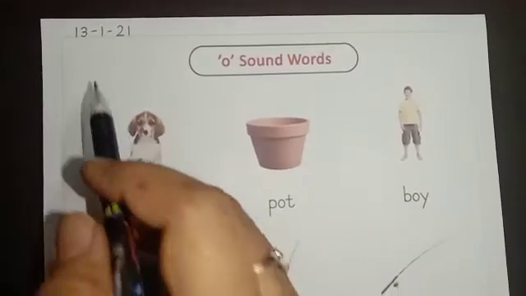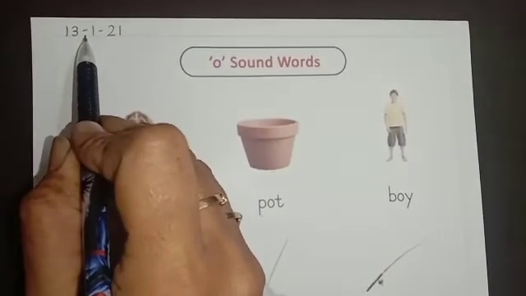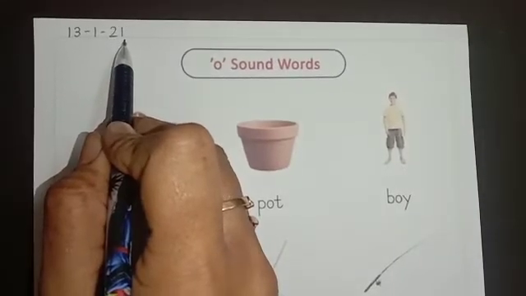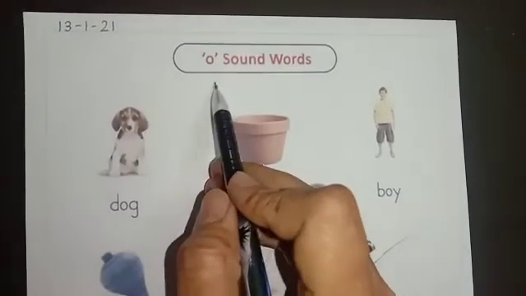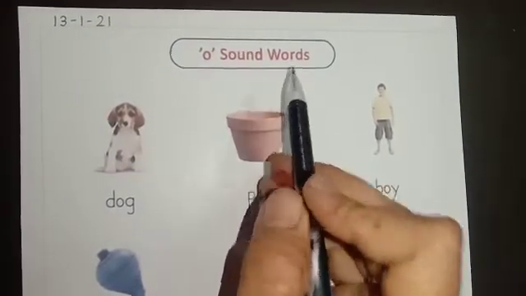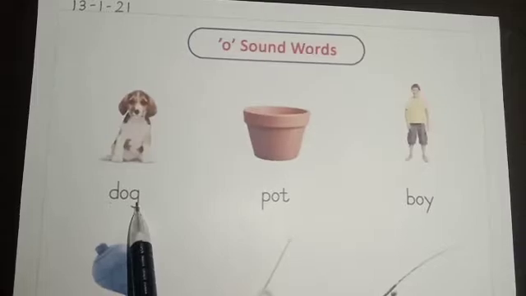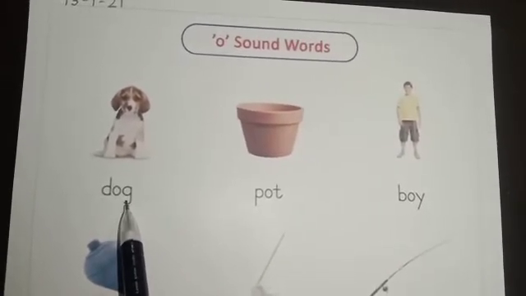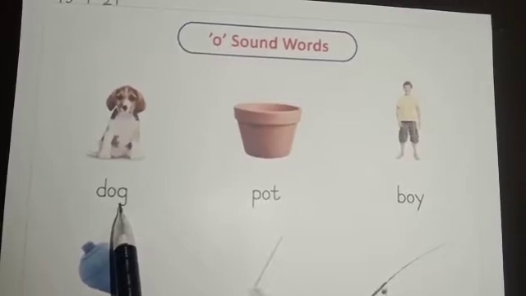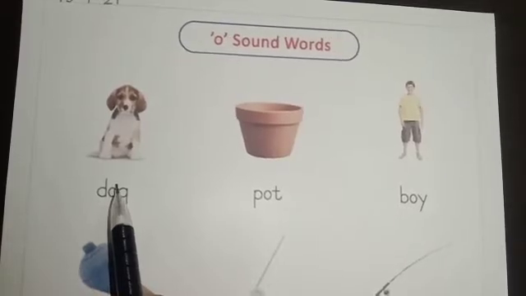Kids, first we will write today's date, and today's date is 13th January 2021. O sound words. D-O-G, dog. Dog is a domestic animal. We see dogs on street, and some humans like to keep dog as their pet. They are best friends of human beings.